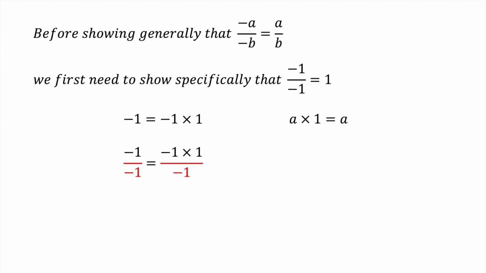We now divide both sides by negative 1. The two negative 1s on the right-hand side cancel because any value divided by itself is always equal to 1. This leaves us with the fact that -1 divided by -1 equals 1. With this fact, we can now proceed to show generally that -a divided by -b equals a divided by b.